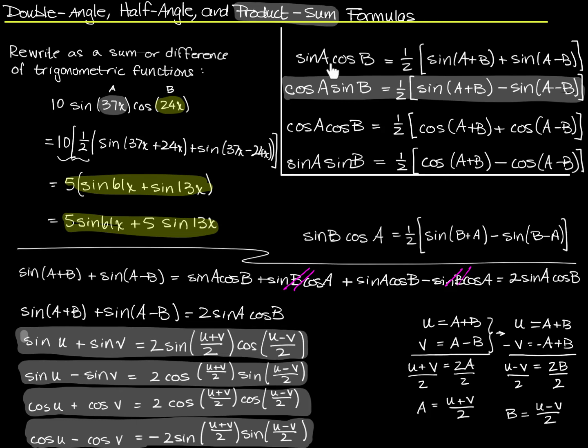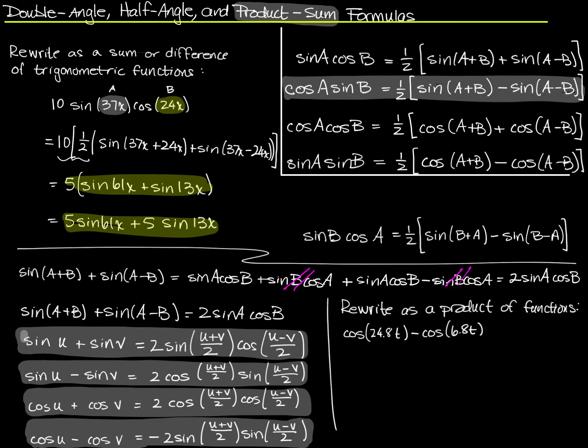This is a review of our product to sum formulas. We've already talked about these ones, and I've done one example of how to use a product to sum formula. So let me do an example of how to use a sum to product formula as well. I think what I'll do is erase this corner and do my example here. We want to rewrite a sum or difference of two functions as a product of functions. We're given a difference of two cosines.